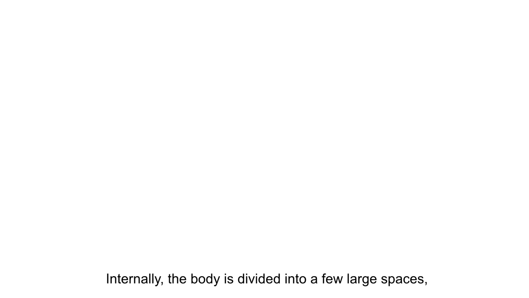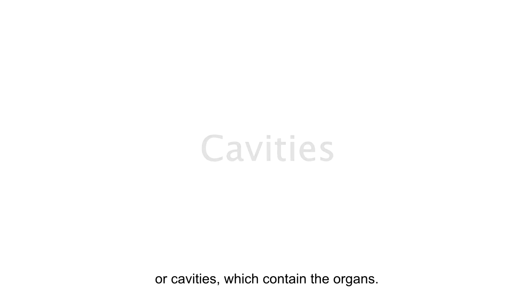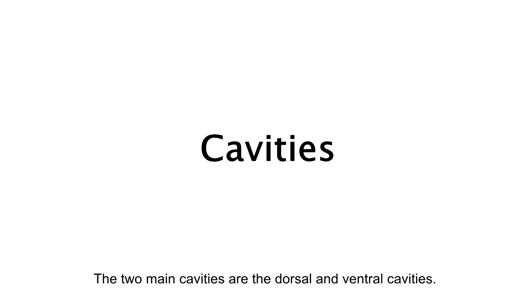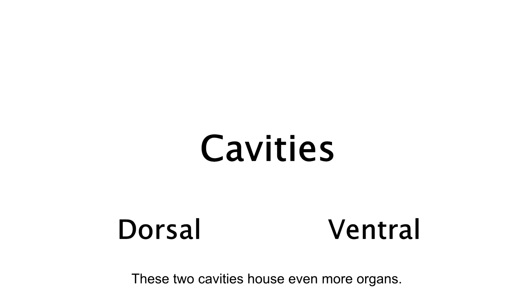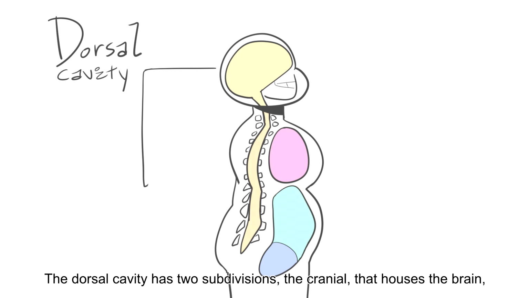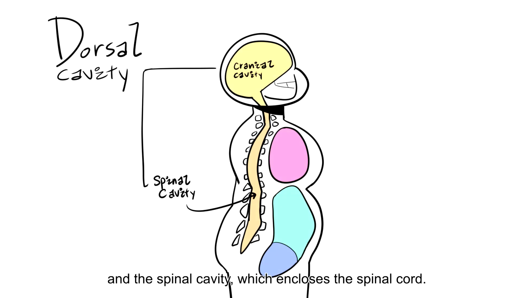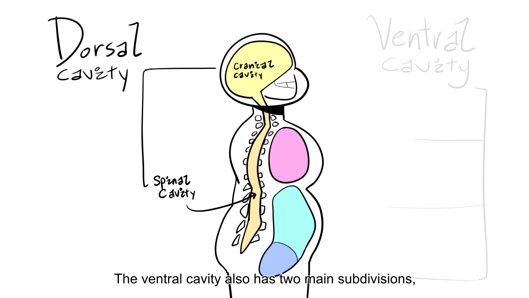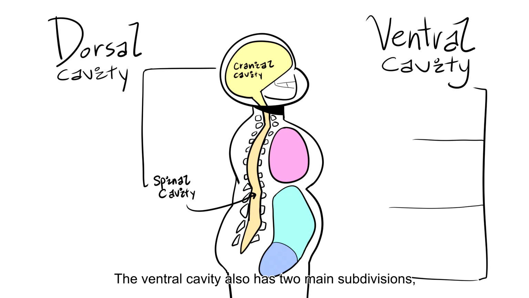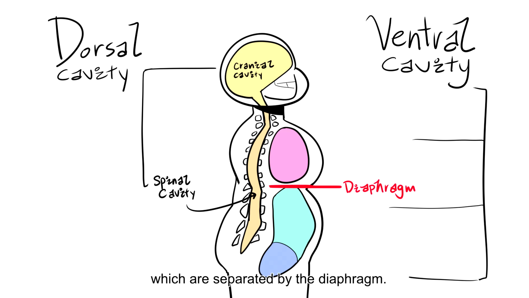Internally, the body is divided into a few large spaces, or cavities, which contain the organs. The 2 main cavities are the dorsal and ventral cavities. These 2 cavities house even more organs. The dorsal cavity has 2 subdivisions, the cranial, that houses the brain, and the spinal cavity, which includes the spinal cord. The ventral cavity also has 2 main subdivisions, which are separated by the diaphragm.